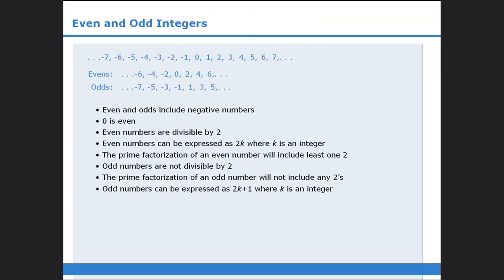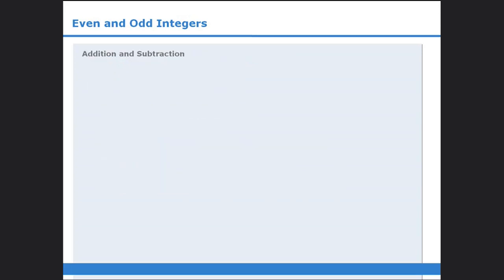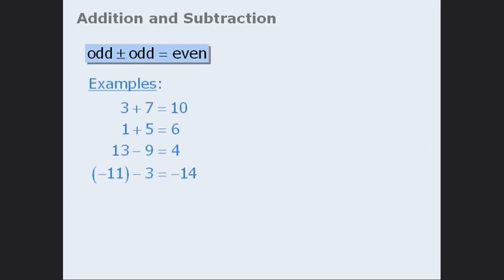Now, most questions related to odd and even numbers will test your knowledge of a handful of rules. So let's take a look at these rules. The first set of rules involve the outcomes when integers are added or subtracted. For example, if you add or subtract two odd numbers, the result will always be even. Here are some examples of this.